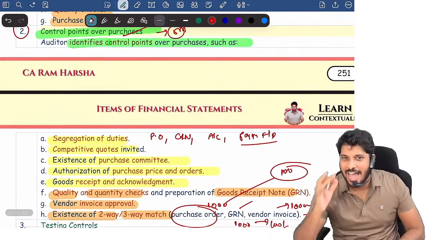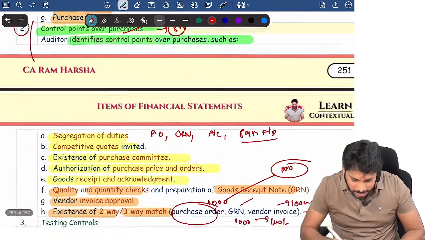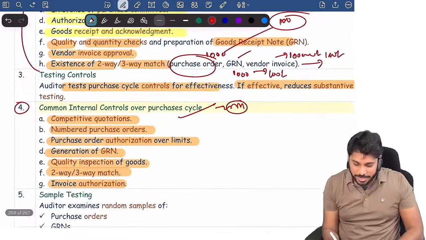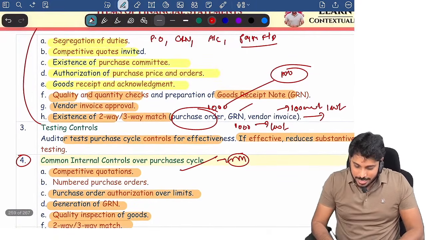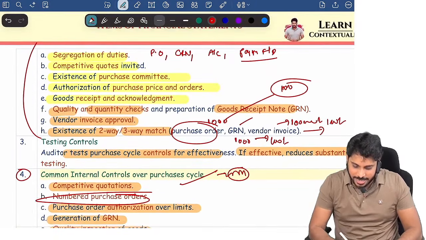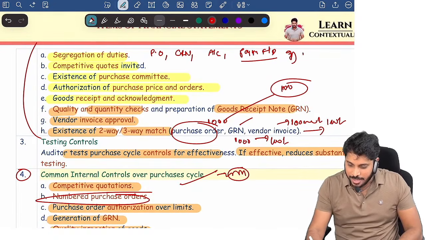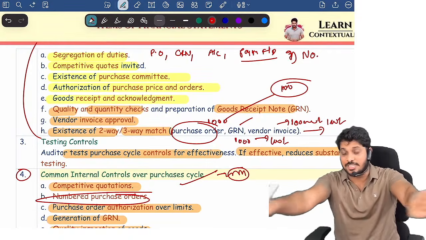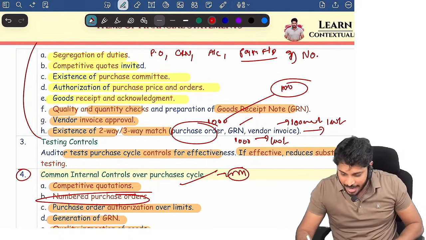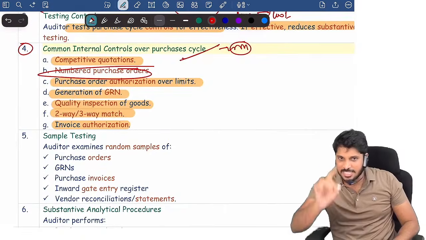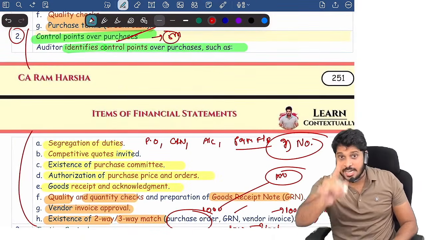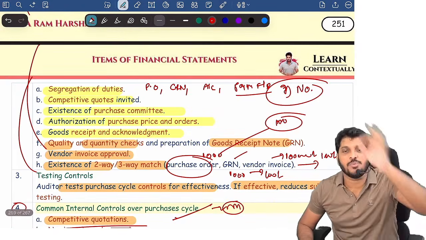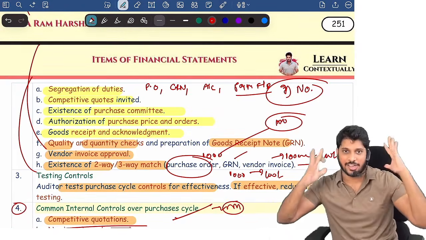And you know what the hack is? The hack is, you write controls over purchase points, right? You write the same answer, add one more point here, numbered purchase orders. Here that point is not there, right? One more point you add, whether purchase orders are serially numbered. Just mention that, whether purchase orders are serially numbered, add that point alone. So whether they are asking a purchase cycle question, or they are asking control points over purchases, you write the same 8 points, your answer will be corrected, you will get the marks. That's it. This is the hack.